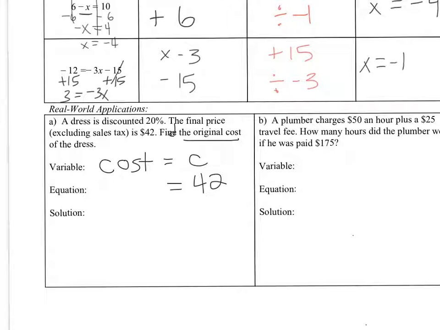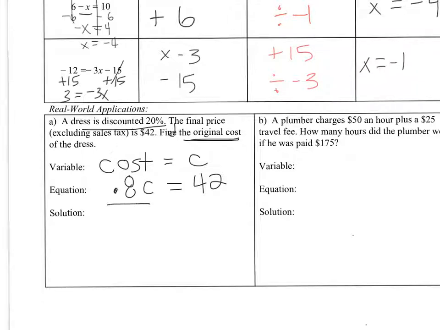So you have the original cost of the dress, and you're multiplying it by 80%, because remember you're only paying 80% of the dress if it's discounted 20%. So this is going to be 80%, but I'm going to write that as a decimal, so 0.8 times C.